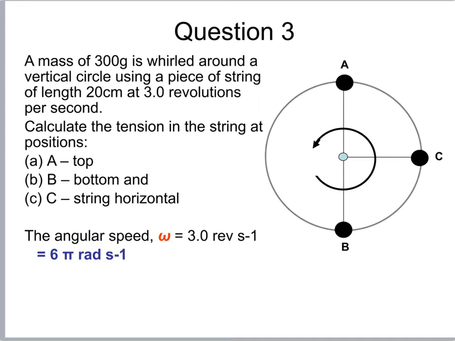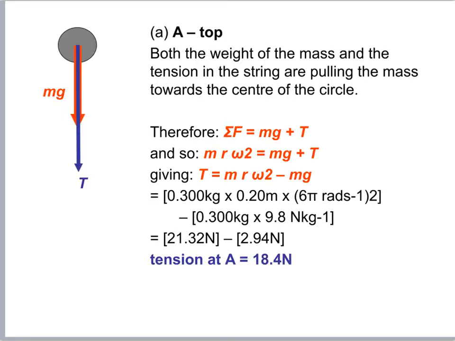So in part A, at the top, both the weight of the mass and the tension of the string are pulling the mass towards the centre of the circle. So our resultant force is mg plus the tension. Our resultant force, remember, is F equals mv squared over r, or F equals mr omega squared, which is the centripetal force. That equals mg plus T. Rearranging that, our tension at the top is going to equal our centripetal force minus our weight.